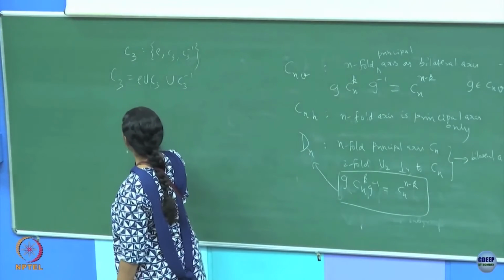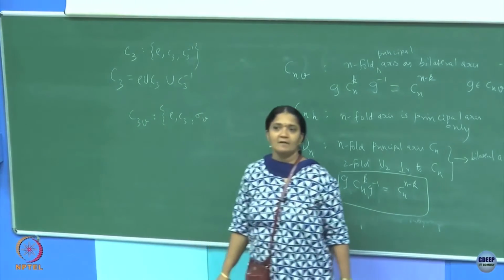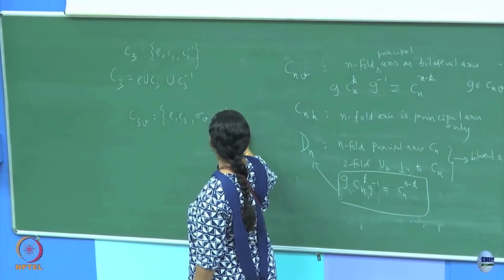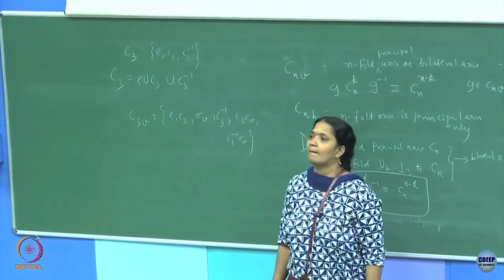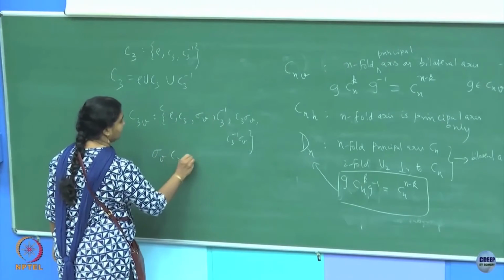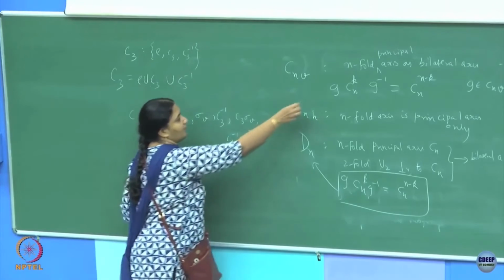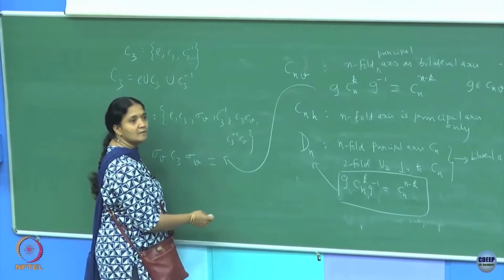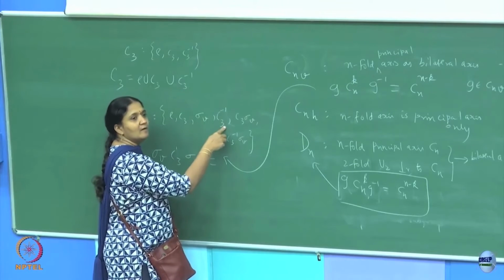Suppose I go to C3V, what are the elements? Generators are C3 and sigma V, right, and then you have anything else? That is it. And you can show that sigma V C3 sigma V inverse is the same as C3 inverse. You can show this according to that property. What is it? C3 to the power 1 will be C3 squared, C3 squared is nothing but C3 inverse.